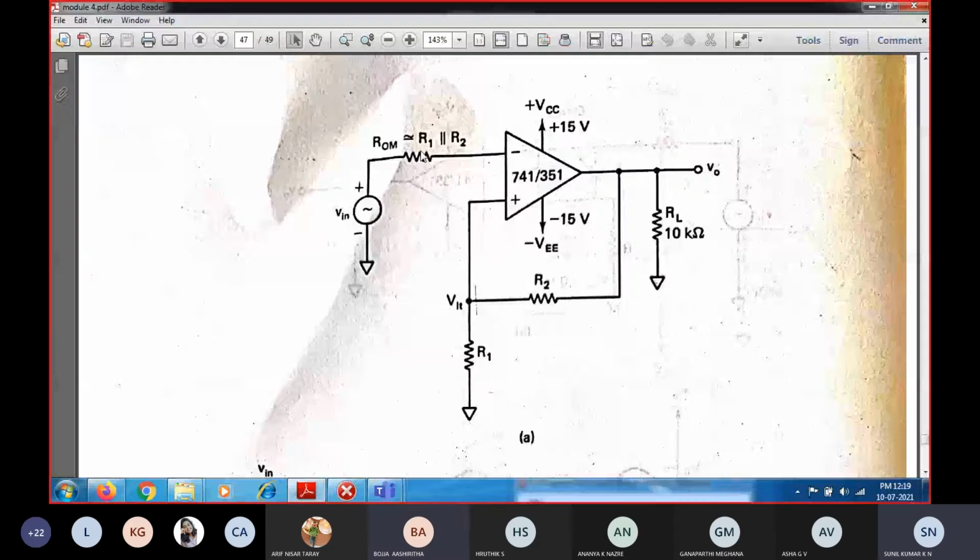So in the previous operational amplifier configurations, we used negative feedback, but now you can see the output.